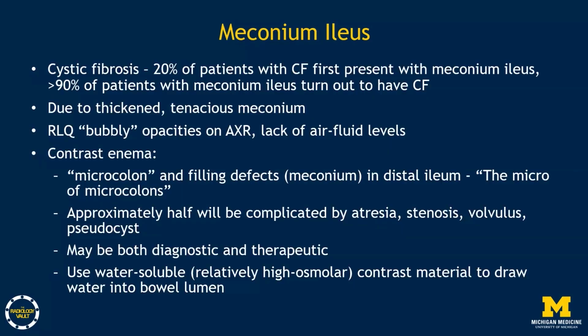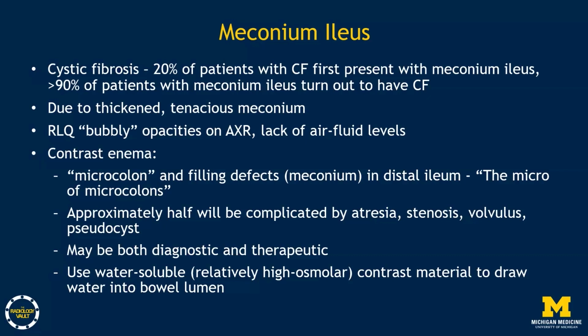Moving on to meconium ileus. It is important to note that there is an association with cystic fibrosis, such that approximately 20% of patients with cystic fibrosis will first present with meconium ileus. That is how they are diagnosed. And conversely, over 90% of patients with meconium ileus will therefore turn out to have cystic fibrosis. So keep in mind this association.